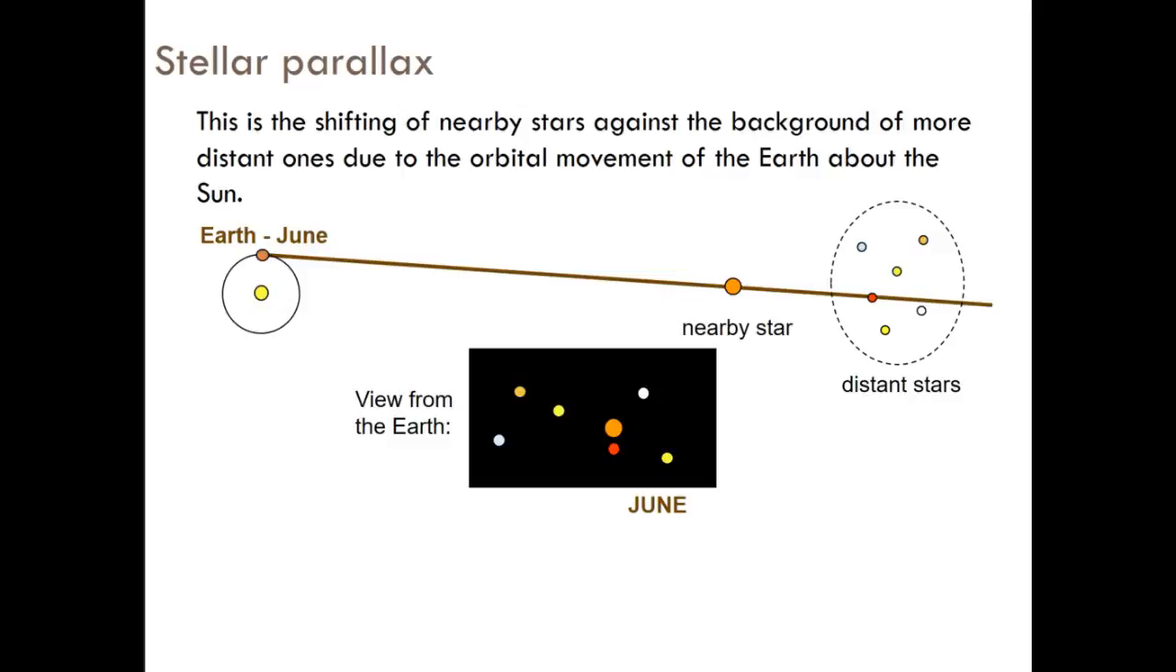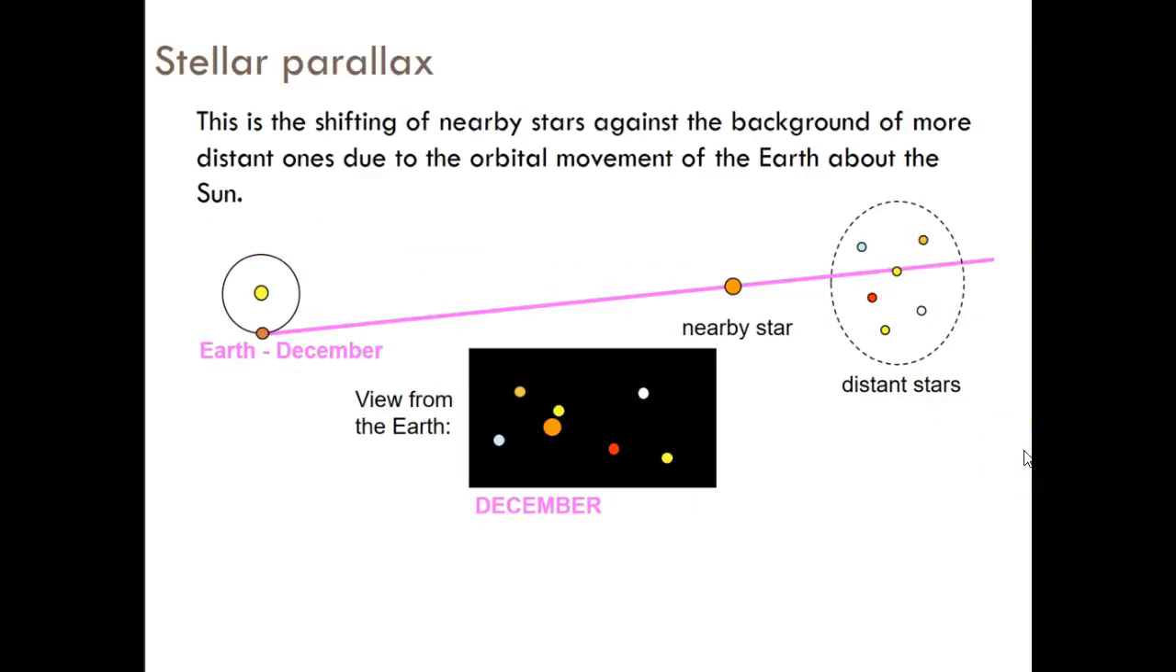So to show you what it looks like, we're on the Earth and it's June, and we're looking at this nearby star. This is our field of vision against these distant stars. This is what it might look like. So this star would look like it was just above this red one in June. Six months later, we are now looking from the other side of the Sun. This is the line that we're looking on, and it looks like this nearby star is now shifted. It was here, it's now here. So it looks like it's moved, and that is stellar parallax.